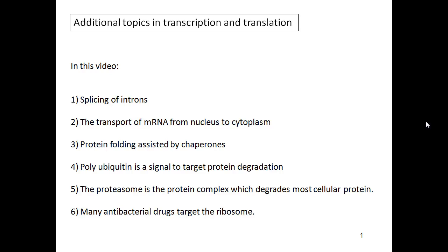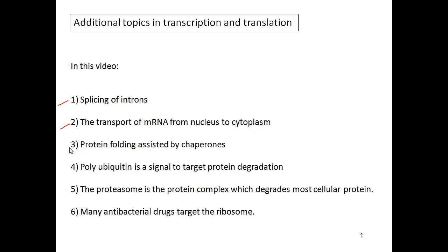To conclude our discussion of gene expression, transcription, and translation, we have a few topics that will round out our perspective of the entire process. This includes talking about the way that introns are spliced out of the initially synthesized eukaryotic mRNAs, and the transport of messenger RNA from the nucleus to the cytoplasm.